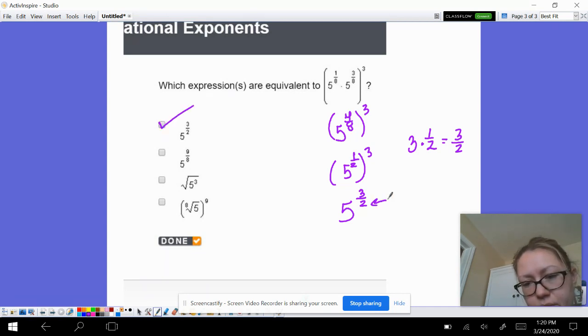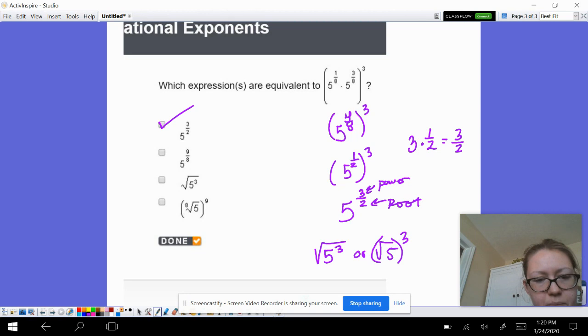Remember, this is your root. Your denominator is your root, and your numerator is your power or your exponent, okay? So I'd be looking at the square root of 5 cubed. And what shows up here? But that one, okay? All right, so these are the examples that were embedded inside of the lesson.